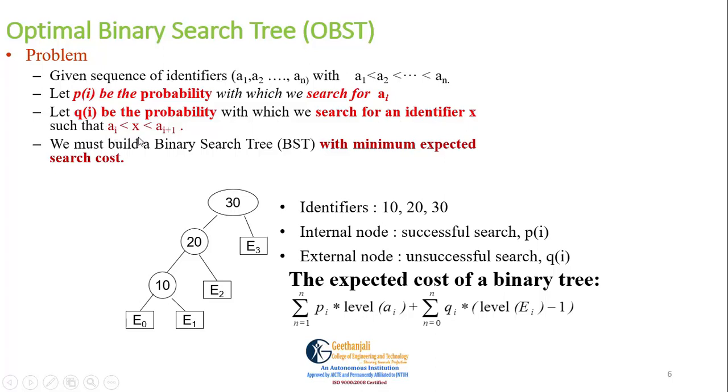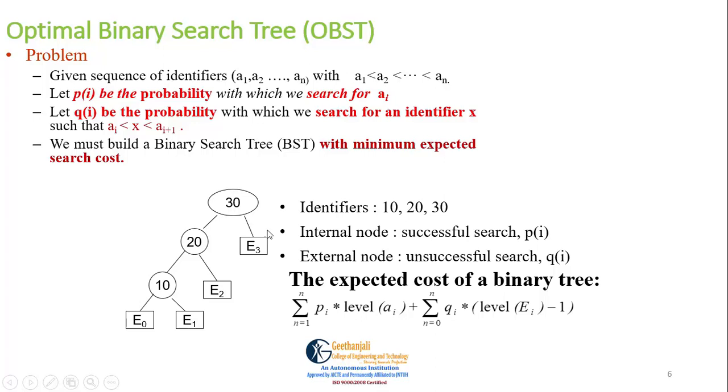such that, what will be the X value? X value is greater than A of I and less than A of I plus 1. Suppose if AI is 10 and AI plus 1 is 20, the X value is between 11 and 19. Whatever value is there belongs to the X. Okay. So we must build a binary search tree with a minimum expected search cost.